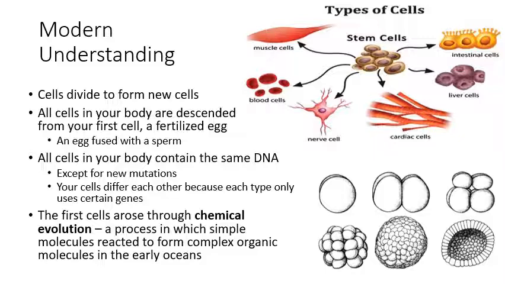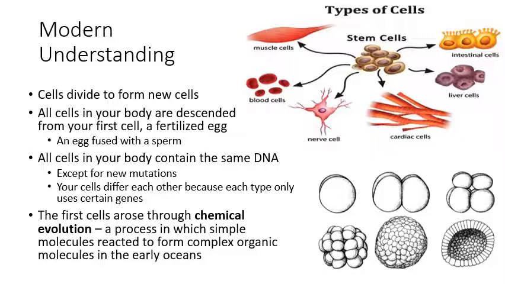cell type. So the nerve cell uses the genes for nerve cells. It doesn't use blood cell genes. The muscle cell uses genes that are for muscle cells. It doesn't use liver cell genes. The cardiac muscle cell uses the cardiac muscle cell genes. The skeletal muscle cell doesn't use genes that are specific to cardiac muscle cells. That gives us all the different cell types in our body.